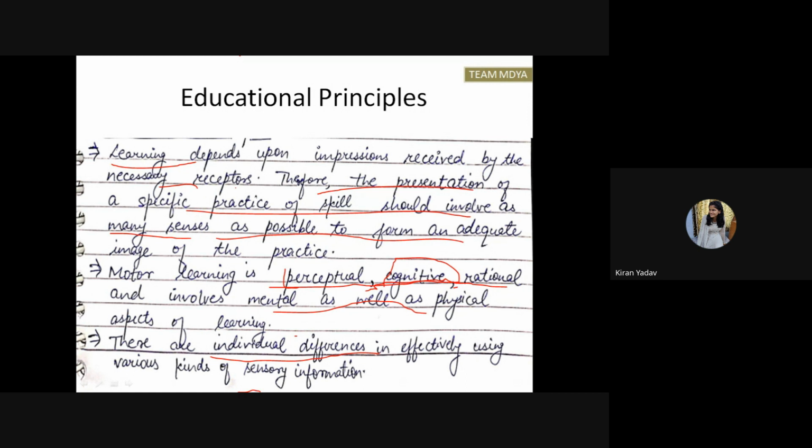So we should keep this in mind, that individuals have individual differences.